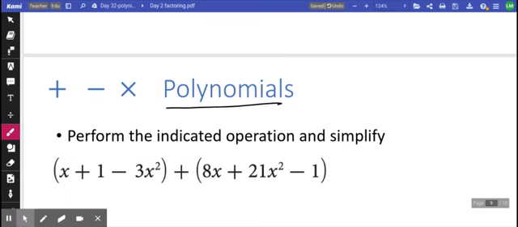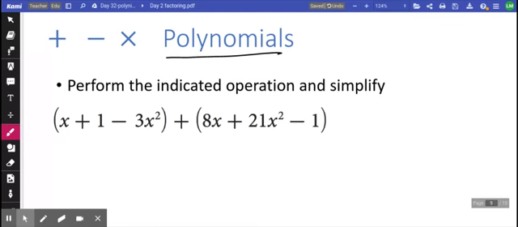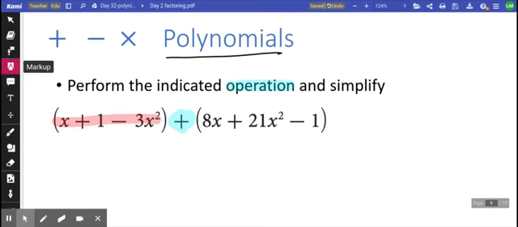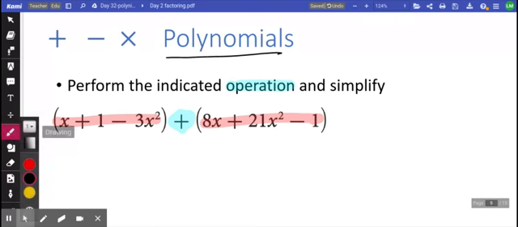Okay, perform the indicated operation and simplify. Be careful here. When I say operation, you have to look at what I'm asking you to do. There's a plus sign, so I'm asking you to add these terms plus these terms. That's all we're doing, is just adding these together. So there shouldn't be any multiplication involved at all, okay?